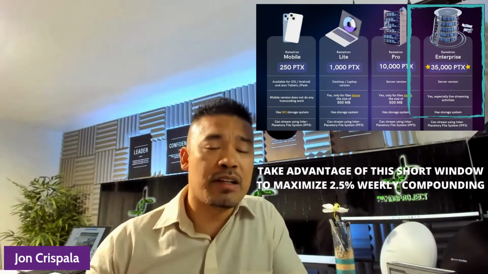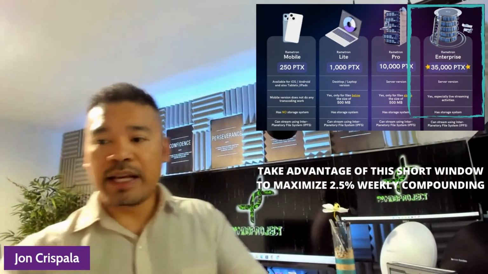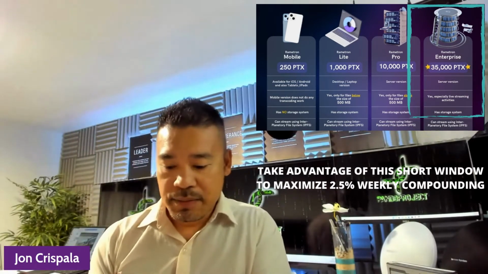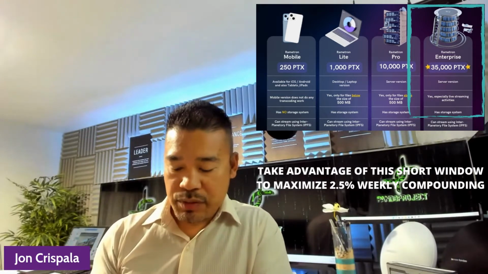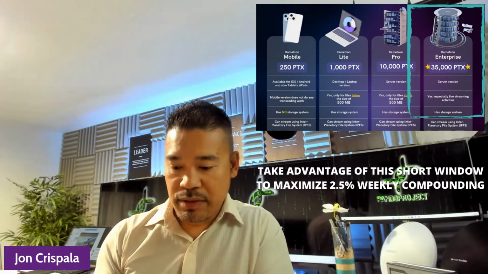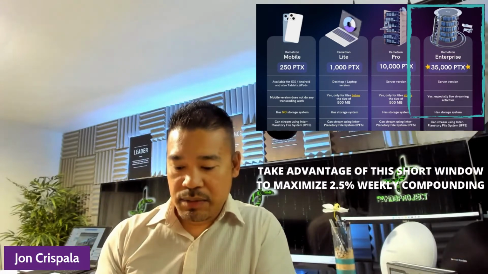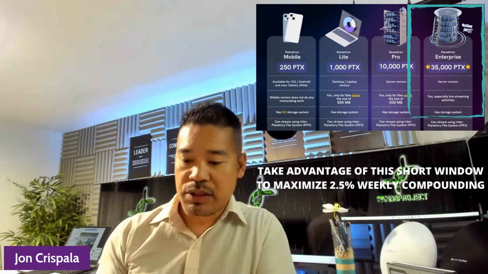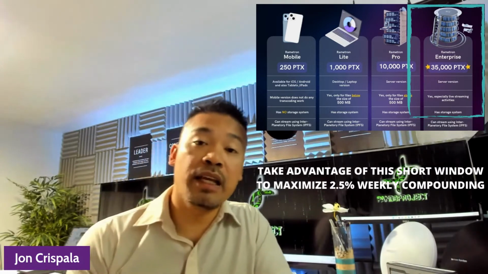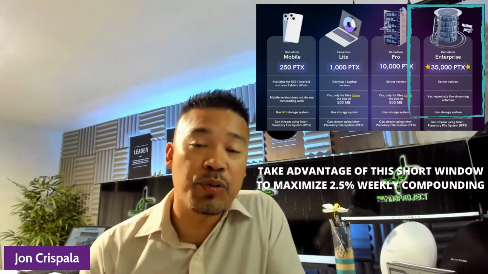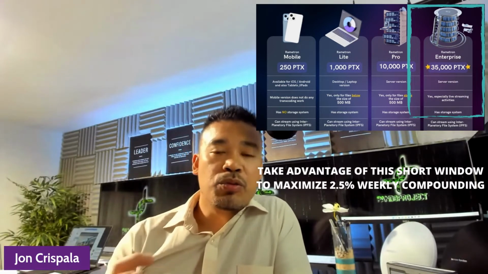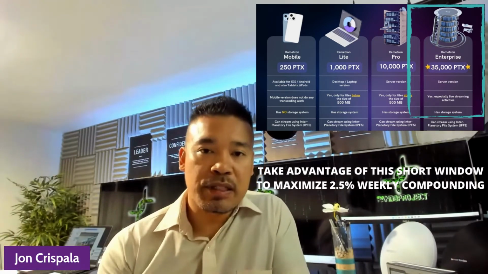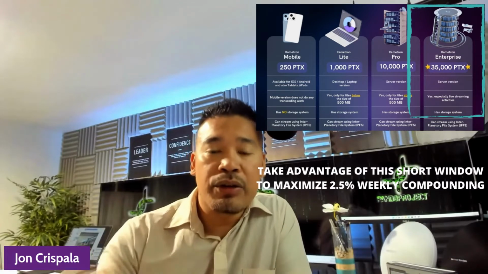So I believe I was calculating, let's do the math on that, right? 35,000, that's roughly about 1,000 PTX, I believe. 35,000 times 2.5%, so that's almost 1,000. So it's 875 PTX per week between now and the end of the year, right? So why not maximize on that? And especially with the pricing right now of the PTX.